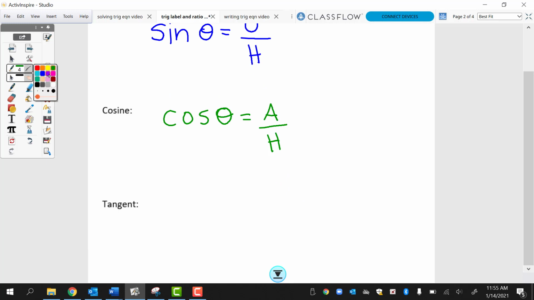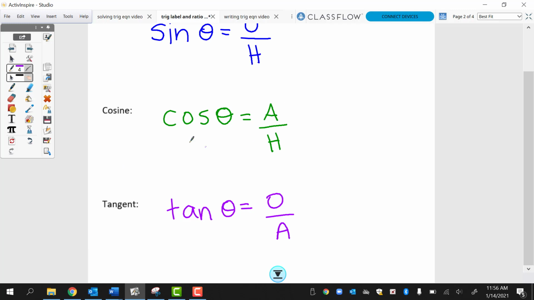And then the last equation is tangent. So it's going to be tan of theta. Theta we know is our angle. Equals O over A. So your opposite over adjacent. So you don't need to memorize these formulas. They will be given to you on any test that we're going to take.